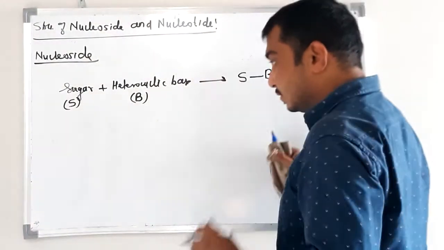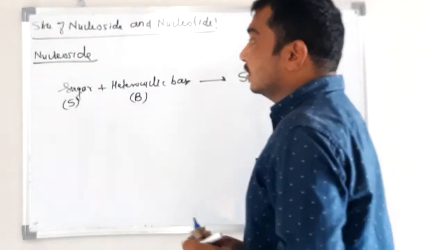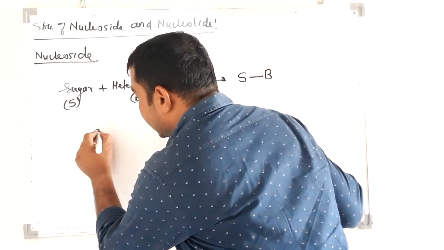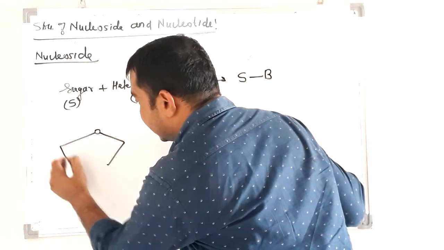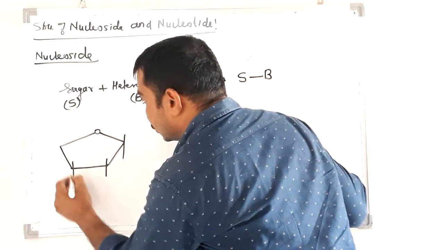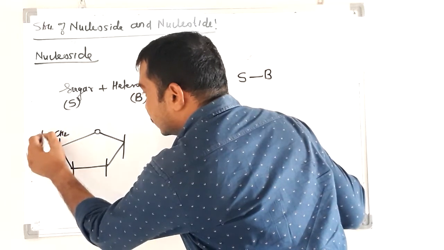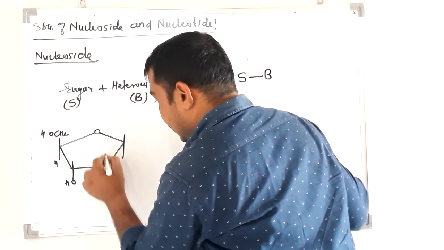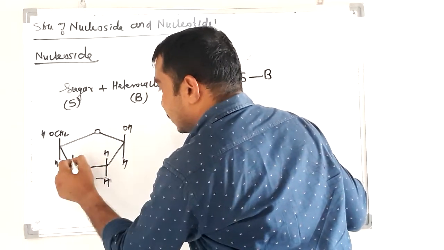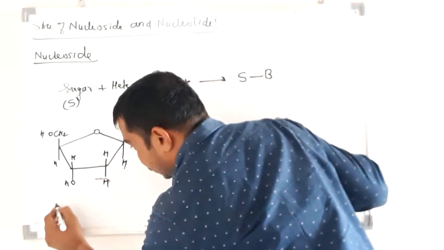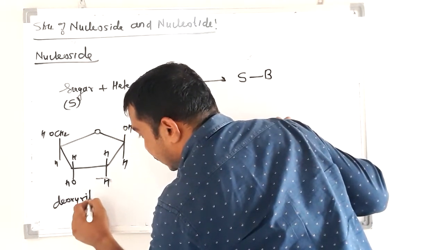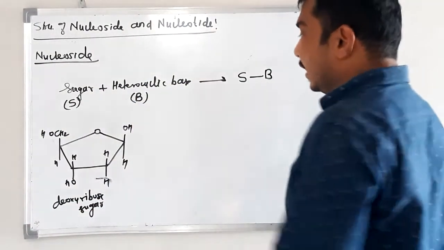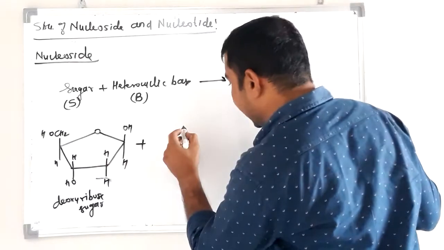Take one example. Suppose I want to make the nucleoside of DNA. What sugar molecule is present in nucleoside? In DNA, deoxyribose, as we know, CH2, OH, OH, here H, H, OH, H. So, this is the structure of deoxyribose sugar. Now, suppose we take any base, adenine, for example, adenine.